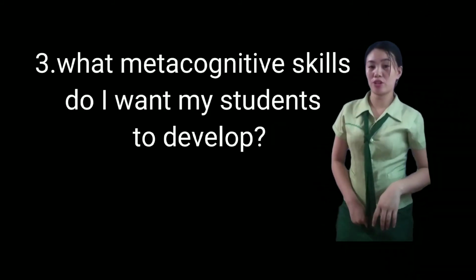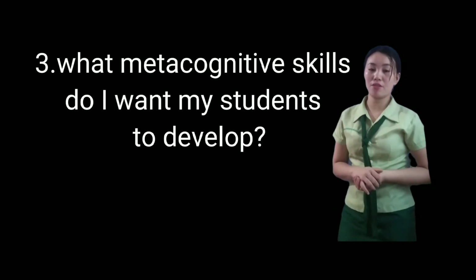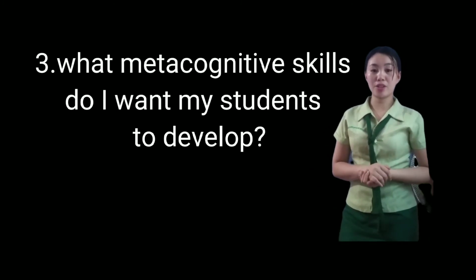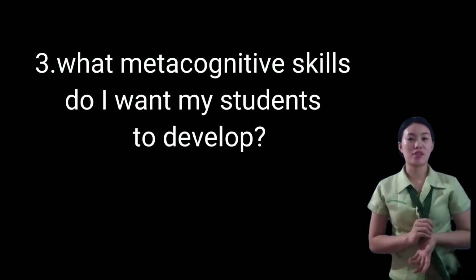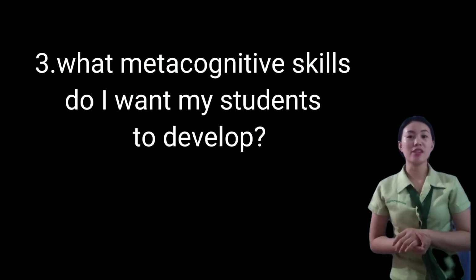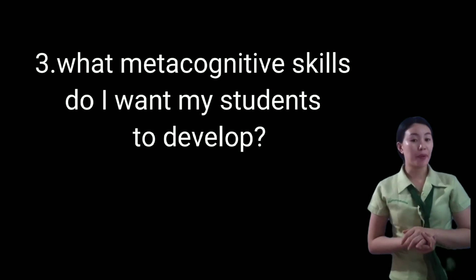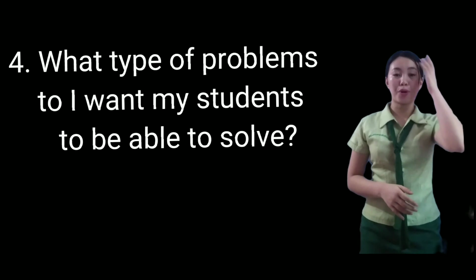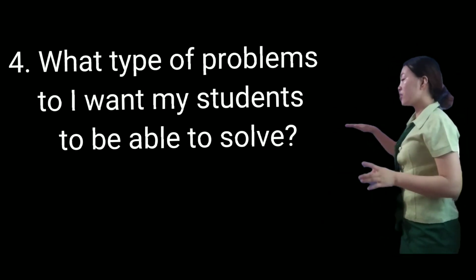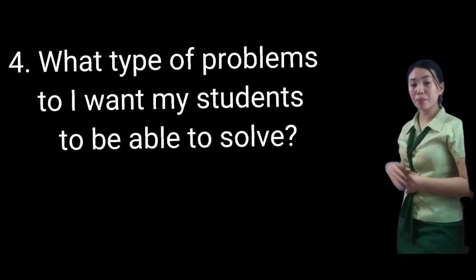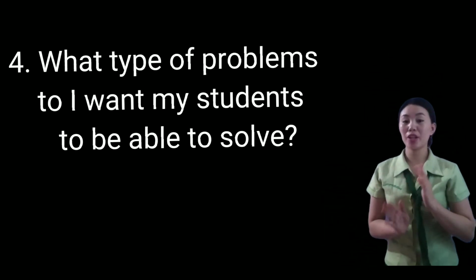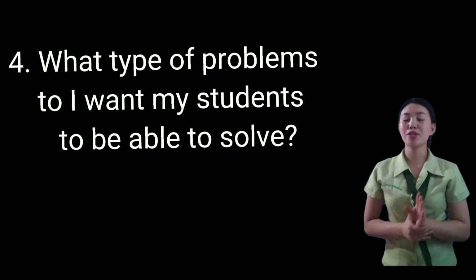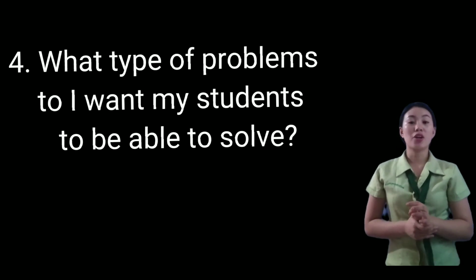Here in the third question: what metacognitive skill do I want my students to develop? Possible answers: reflect on the writing process, and self-monitor progress while working on an independent project. Okay, so we have here the 4th question: what types of problems do I want my students to solve? The students will perform research and predict consequences.